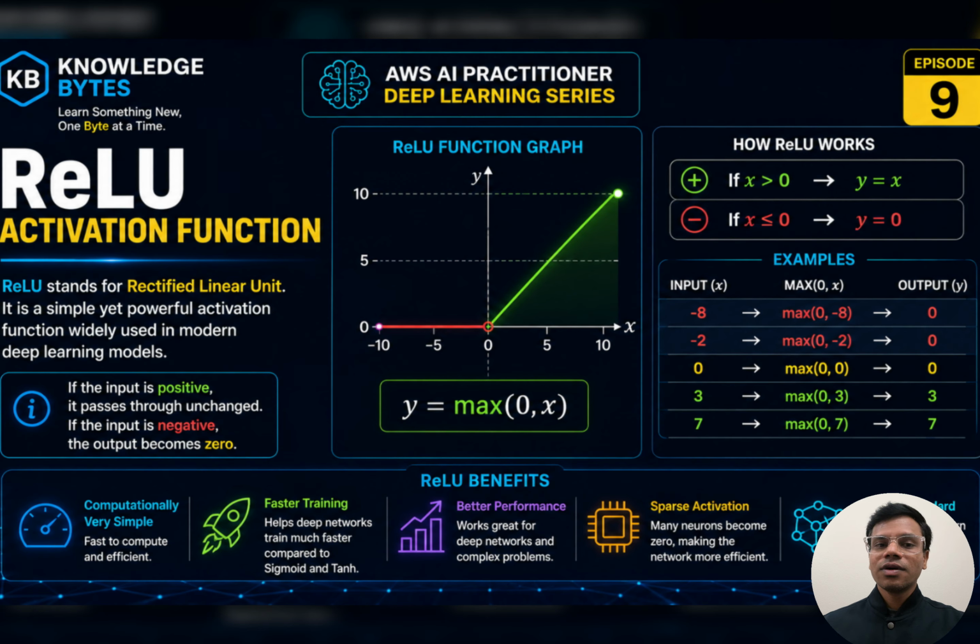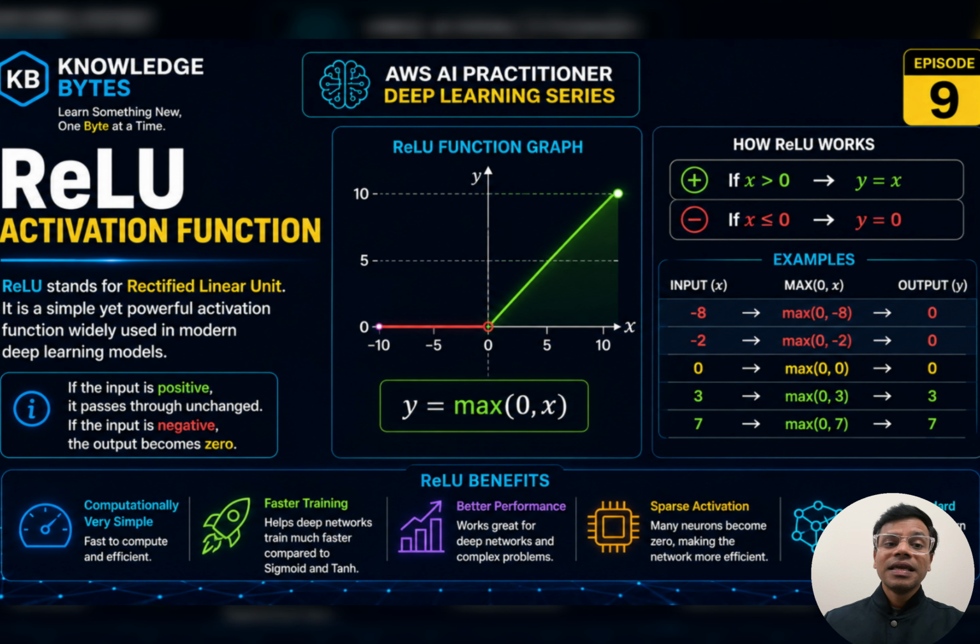ReLU stands for rectified linear unit, and it is one of the most commonly used activation functions in modern deep learning systems. ReLU is very simple. If the input is positive, ReLU keeps it as it is. And if the input is negative, ReLU changes it to 0.